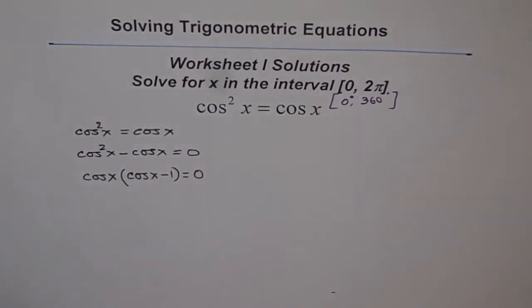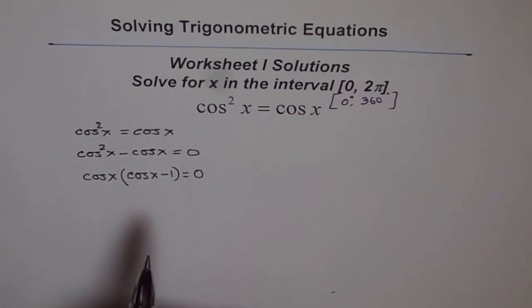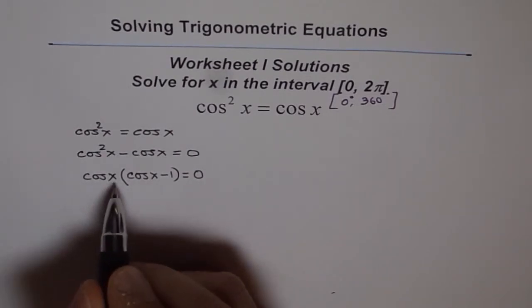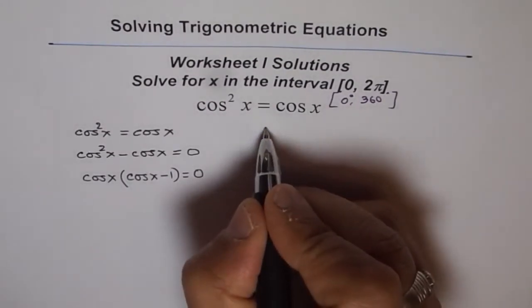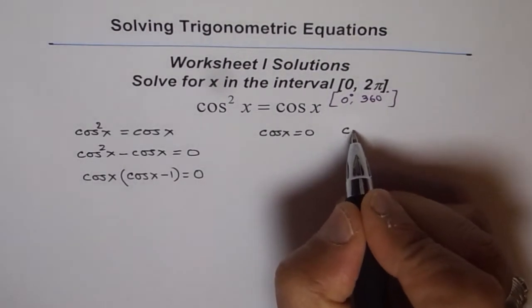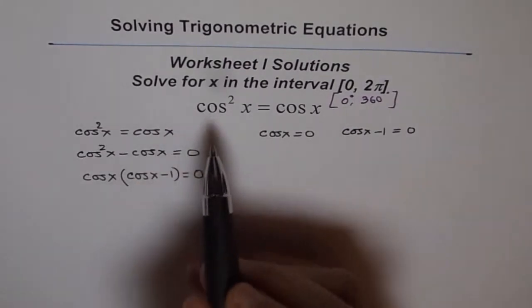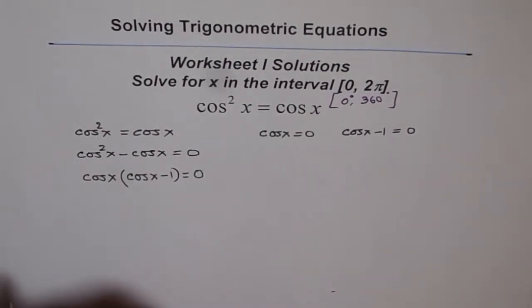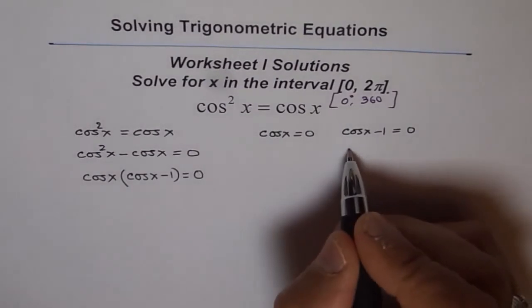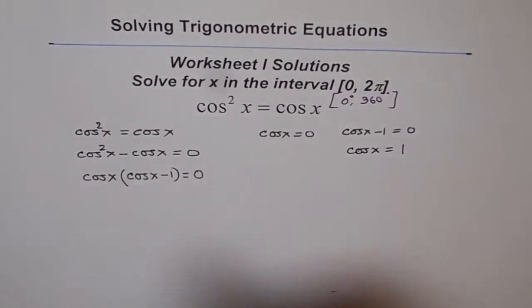Now, from this equation, you get two possible factors, right? One factor is cos x, the other one is cos x minus 1. So we have a set of solutions. One is that cos x could be 0, so one possible solution is cos x equals 0. And the other possibility is that cos x minus 1 equals 0, correct? Those of you who cancel cos x will not get these solutions. They will only get that solution, which is, I'm again writing, cos x equals 1, right? If you cancel, you straight away get this.